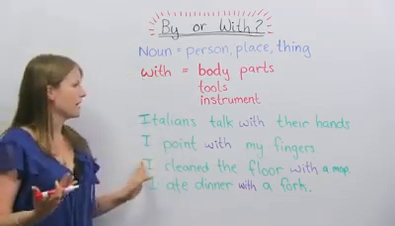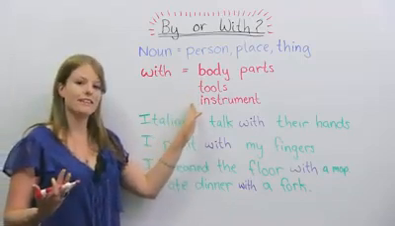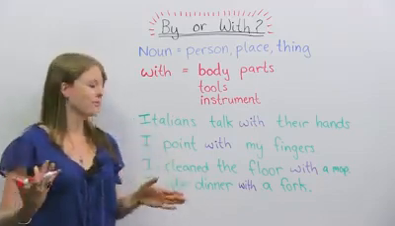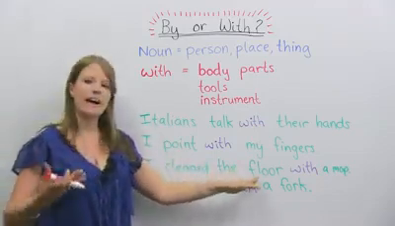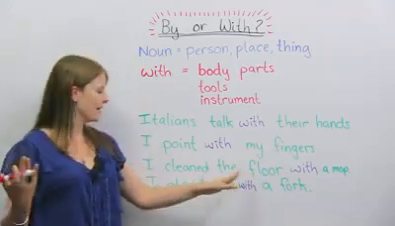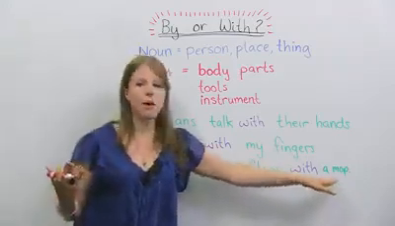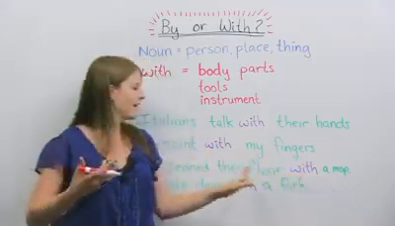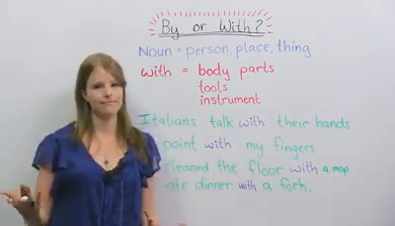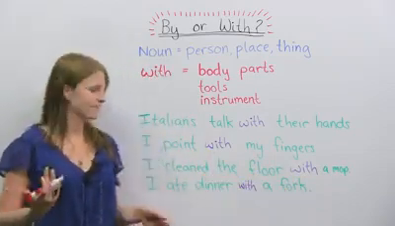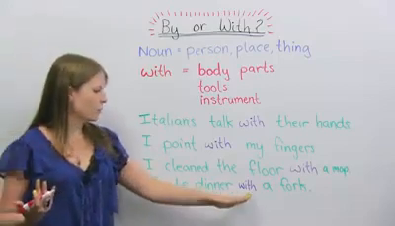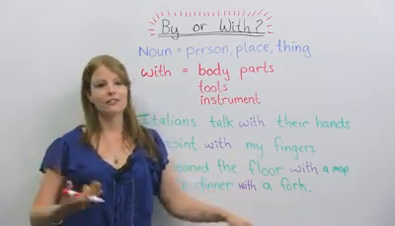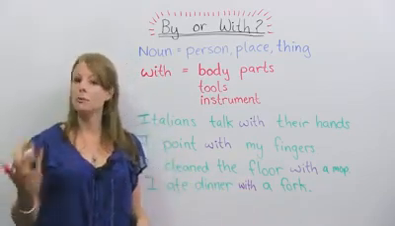We can also use it when we're talking about tools or instruments. So when I'm talking about instruments, I'm talking about things we use. I cleaned the floor. How? How did you clean the floor? Well, I cleaned the floor with a mop. So a mop is like a tool or an instrument. You can say I cleaned the floor with a broom. I cleaned the floor with a dustpan. I ate dinner with a fork. So this is answering, how did you eat dinner? I ate dinner with chopsticks. I ate dinner with a spoon.